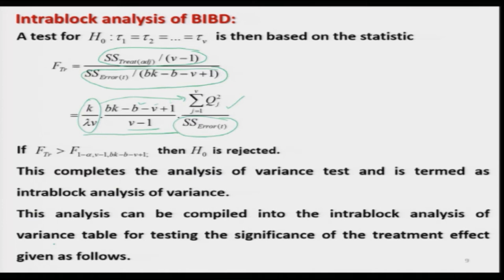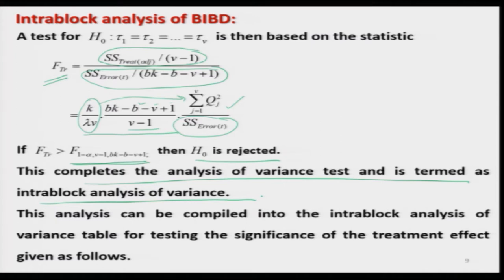So now we can find out the decision rule: if this statistic, I am writing here F_tr, that means the F statistic for the treatment, is greater than the tabulated value of F with v minus 1 and bk minus b minus v plus 1 degrees of freedom at alpha level of significance, that is, if the calculated value is greater than this tabulated value, then H naught is rejected. And this completes the analysis of variance test, and this is termed as intra-block analysis of variance.